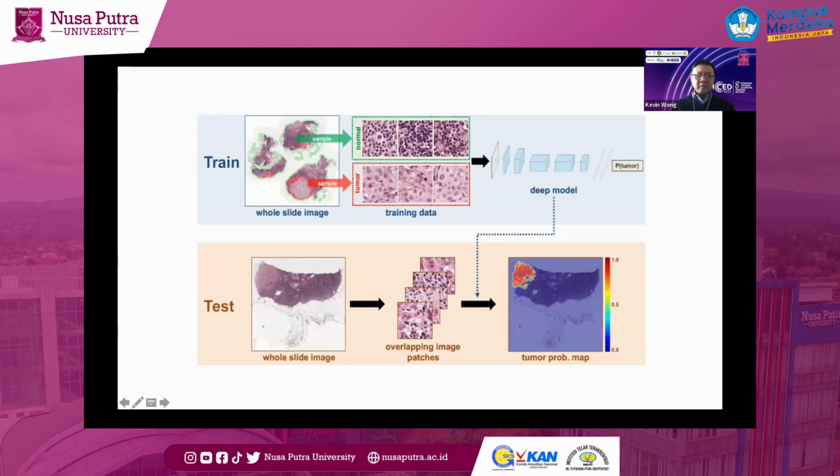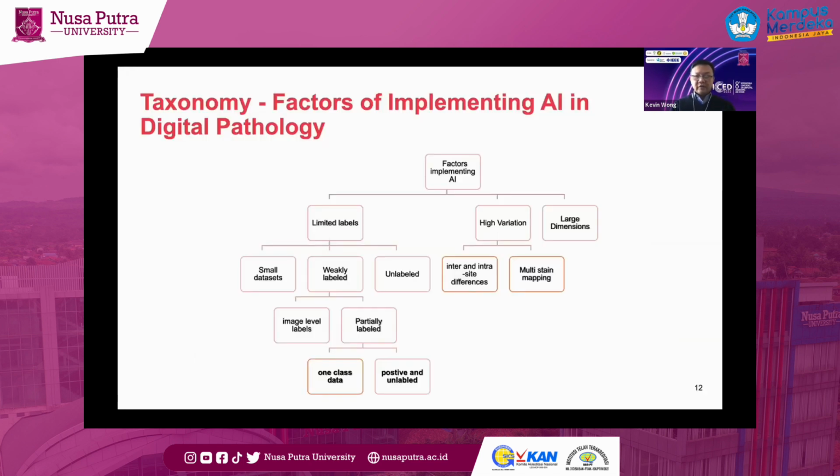So when you put it into operations, you do the same process. Given the whole slide image, you generate the patches before you feed them into the deep learning. After that, you can more or less produce a heat map. A lot of papers have reported on how they generate the heat map. Using this heat map, you can look at the probability of cancer cells across the whole slide image. So this is quite a common way of using it.